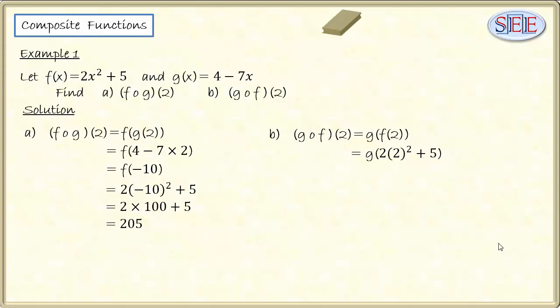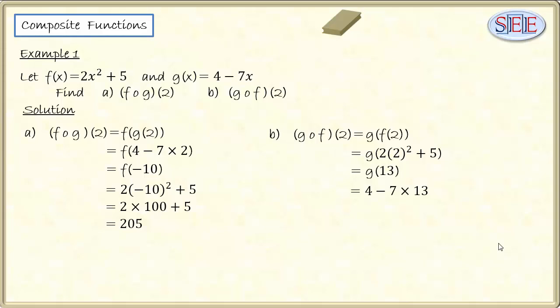So simplifying this result, 2 squared will be 4. That 4 multiplied by the 2 will give 8, and 8 plus 5 will be 13. So I'm now getting g of 13, meaning the image of the element 13 under the function g. So I'll go to the formula for the function g, which is 4 minus 7x, and substitute x there by 13. So I'm now going to have 4 minus 7 multiplied by 13. I have replaced the x in the formula g of x by 13.